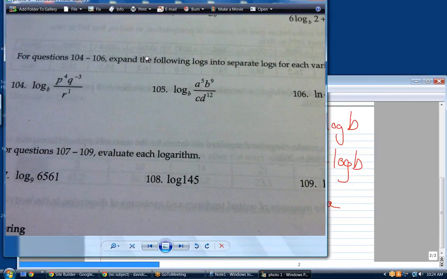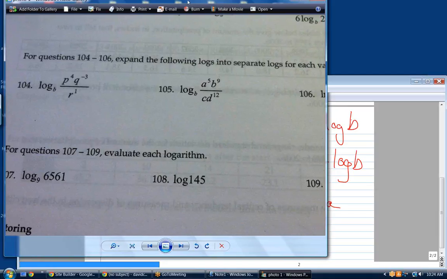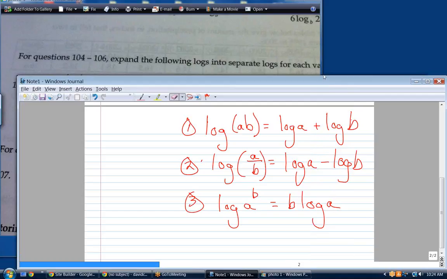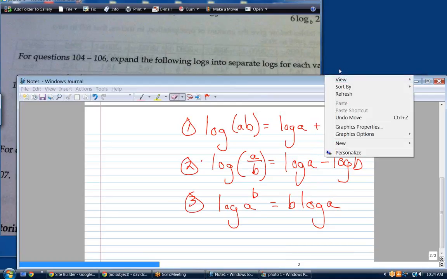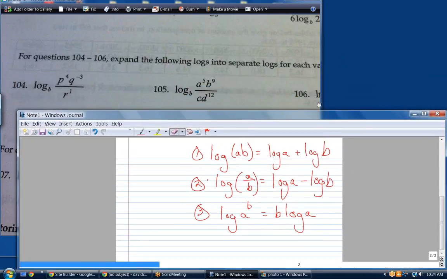Now in 104 through 106, we're doing exactly the same thing, only we're going in the other direction. We are expanding these, not compressing them. Hold on. When I put my mouse away, I have to navigate my computer with this cursor, which isn't quite as easy. So if we're going to expand this, what's it going to look like?